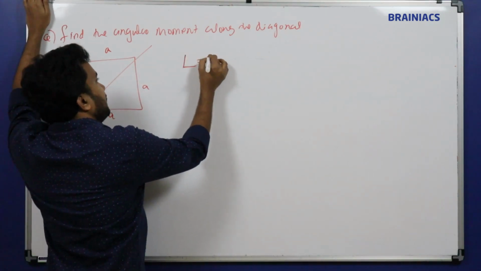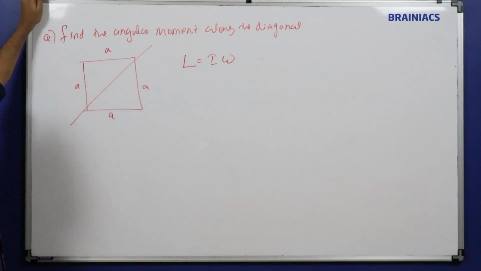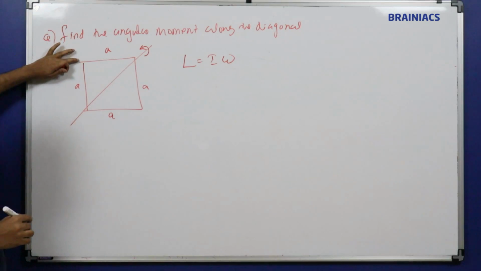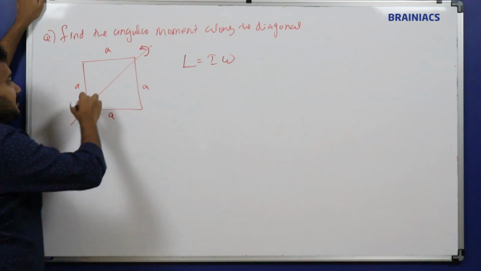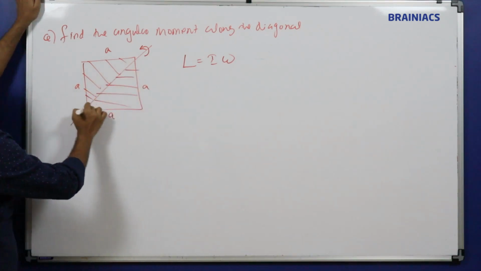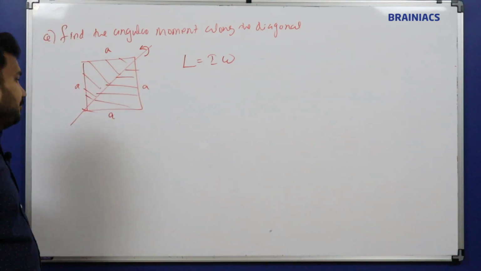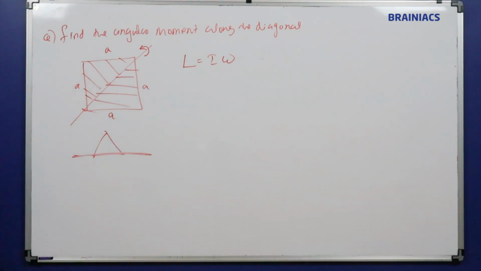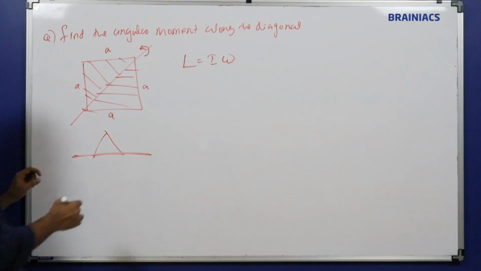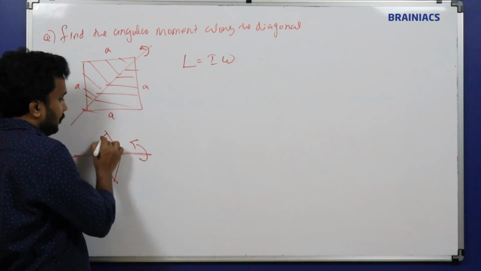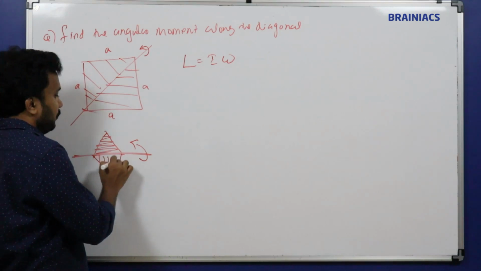So angular momentum along this line is called moment of inertia along that line into omega. So what is the angular momentum along this line? You can consider this as two triangles, right? For two triangular laminas, we have already learned the moment of inertia of a triangular lamina about the base. So this moment of inertia we know, and similarly it is just like a connection of two triangular laminas.